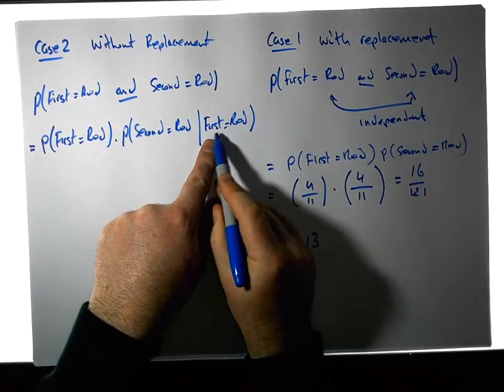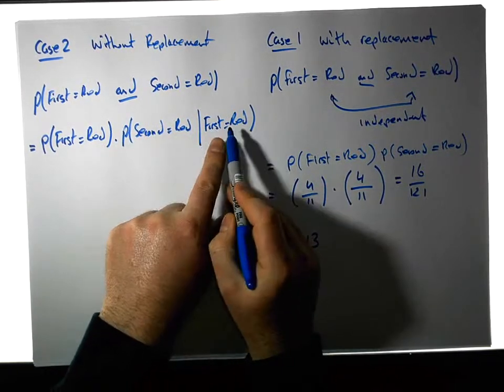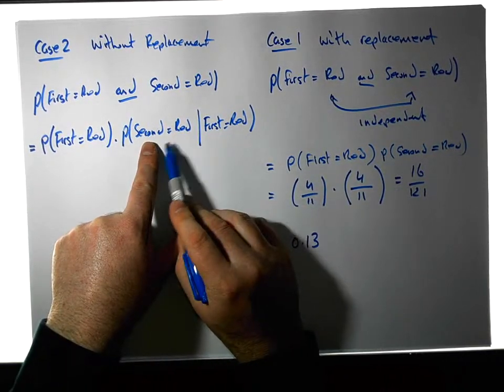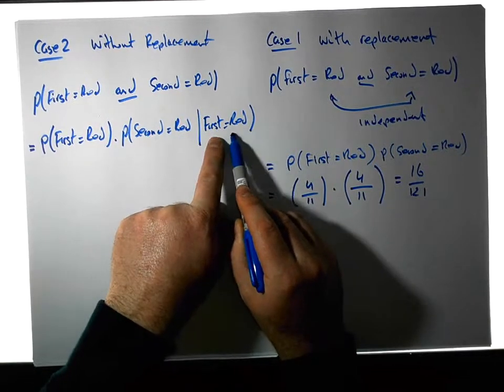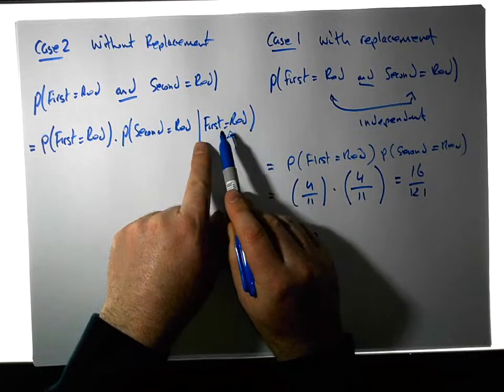So this piece here is only a piece of information. It's not mathematical. It's just saying calculate this probability as you would normally. But don't forget, this thing here wasn't put back in the jar, and it was a red thing that wasn't put back in the jar.